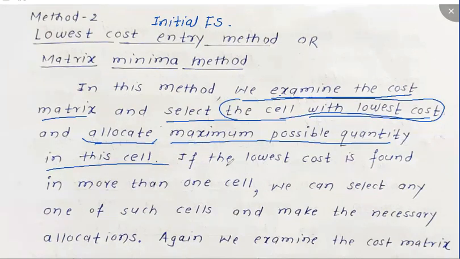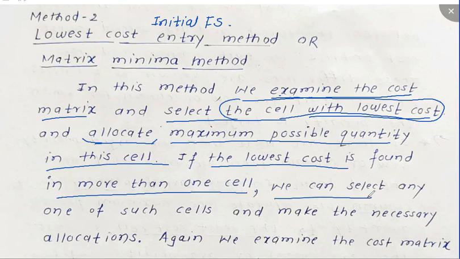If the lowest cost is found in more than one cell, we can select any one of such cells and make the necessary allocation.